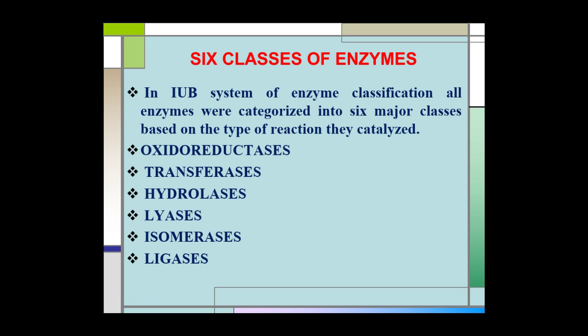6 classes of enzyme. In the IUB system of enzyme classification, all enzymes were categorized into 6 major classes based on the type of reaction they catalyze. And these 6 classes are oxidoreductases, transferases, hydrolases, lyases, isomerases, and the last one is ligases.